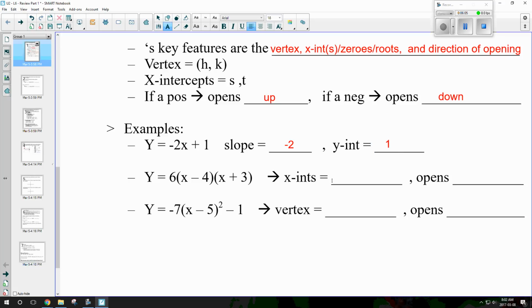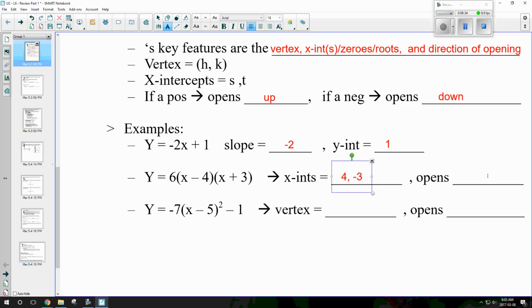In the factored form, we're asked for the x-intercepts and which direction it opens in terms of our parabola. So our x-intercepts, because we have x - 4 in the brackets, remember when we take it out of the brackets, the sign switches, so that becomes a +4. And our other x-intercept is the 3 that's inside the other bracket, but because it's a positive and we pull it outside the bracket, it becomes negative. So our two x-intercepts are 4 and -3.